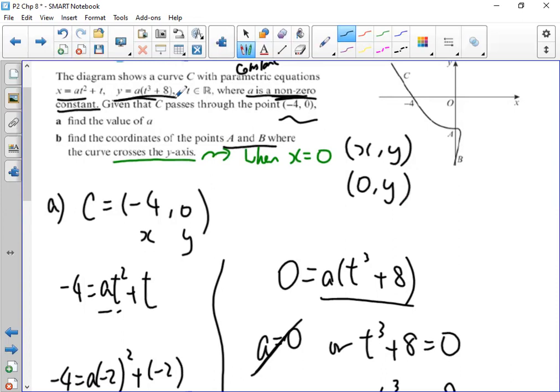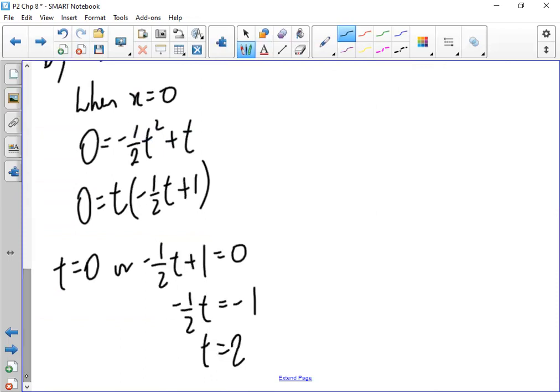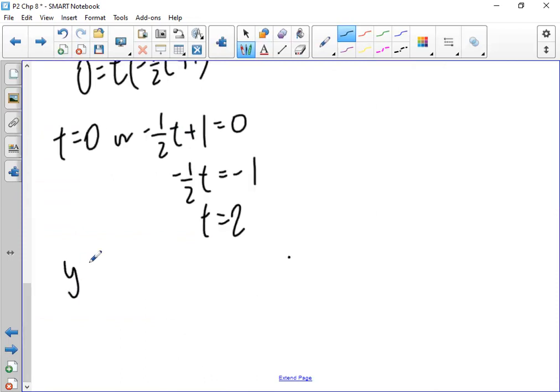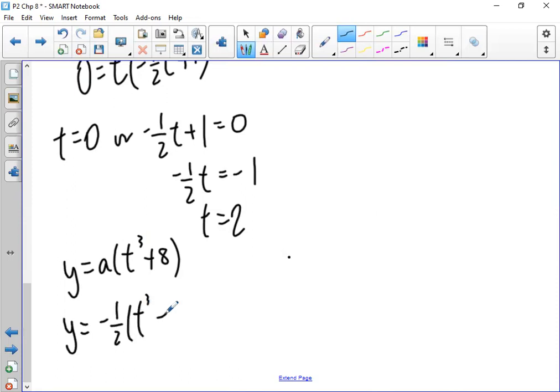We want to use the y equation. So y equals a bracket t cubed plus 8. So carry on. So y equals a bracket t cubed plus 8. I know a is definitely minus a half. So minus a half t cubed plus 8.